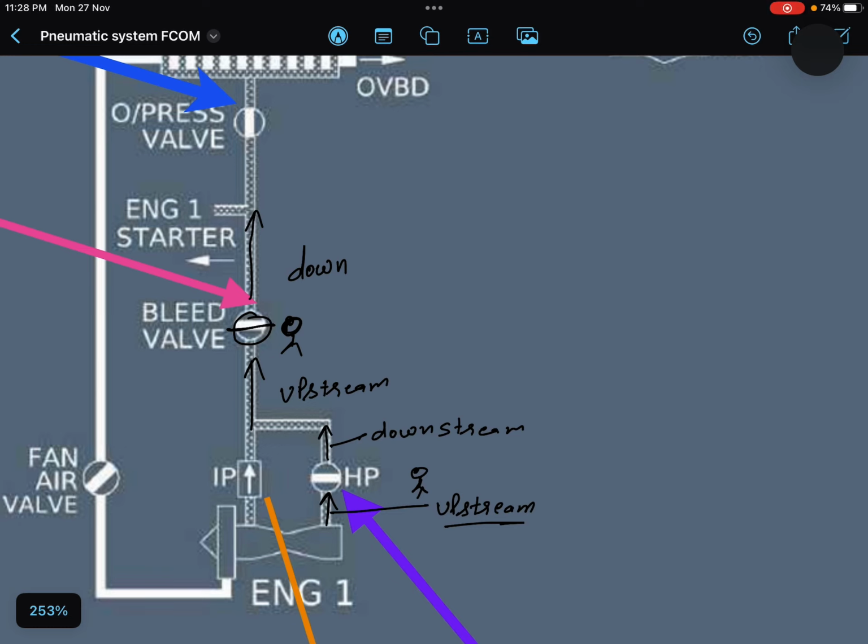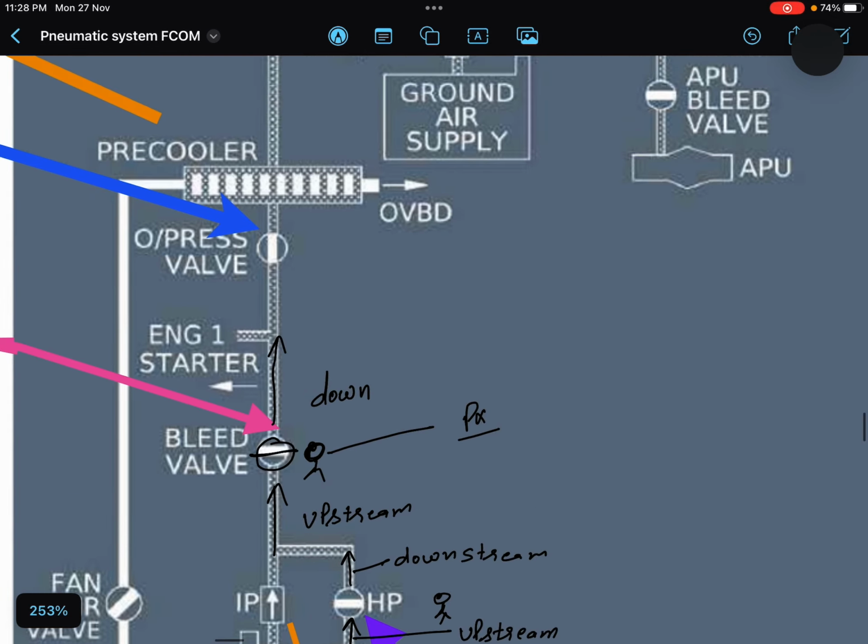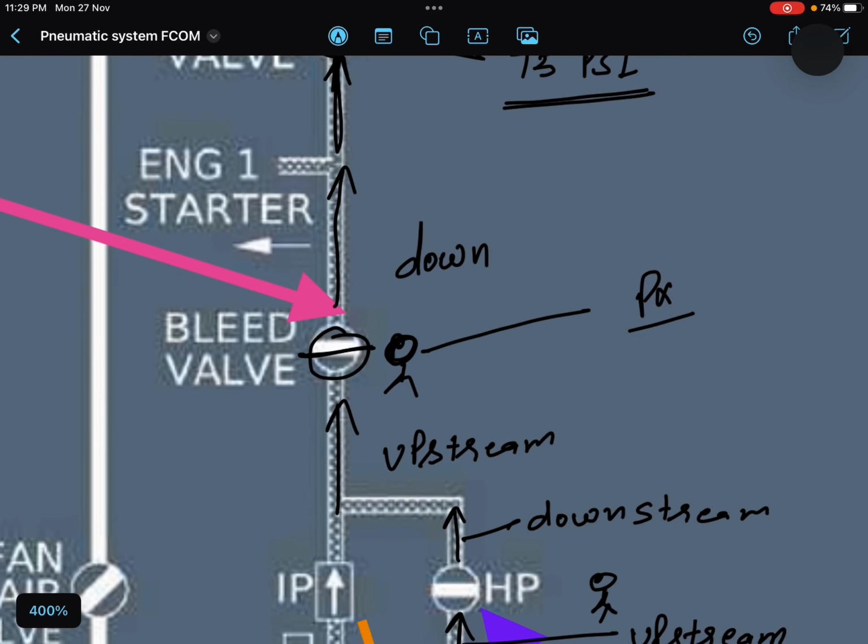So the bleed valve regulates the pressure, makes sense. Now further bleed moves downstream and it goes to the overpressure valve over here. Now this overpressure valve makes sure that the pressure is not more than 75 psi. If the pressure of the bleed is more than 75 psi, calm, relax, because the bleed valve is here. The bleed valve will make sure it is 45 plus minus 5 psi.